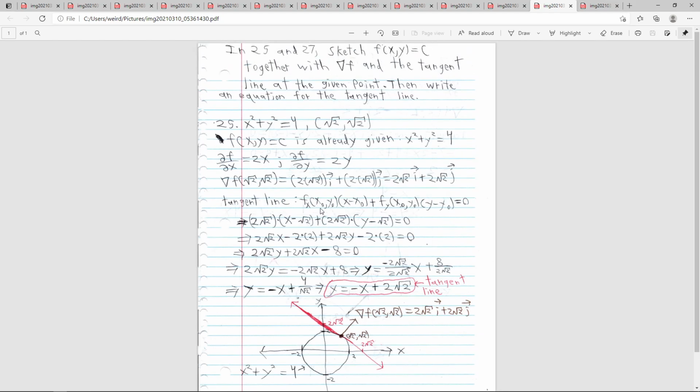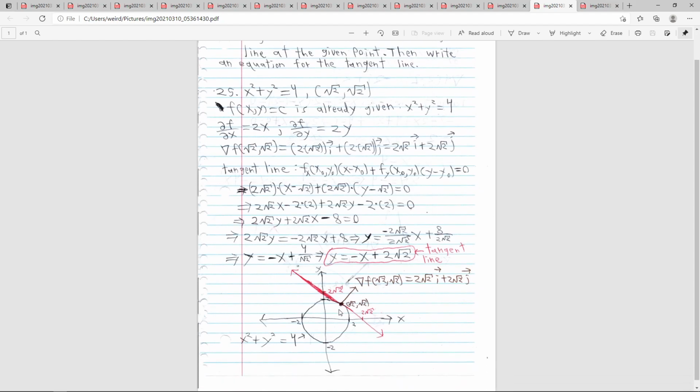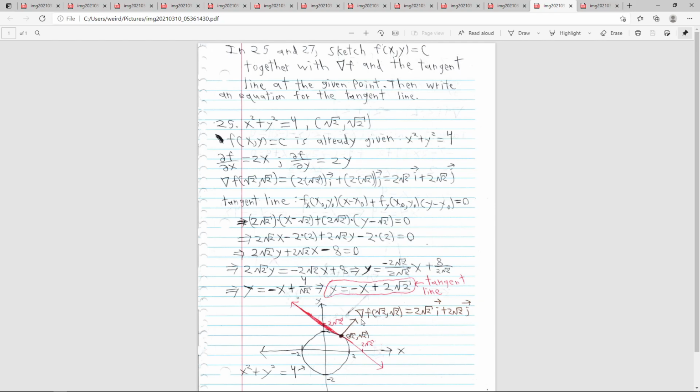For the tangent line you use this formula, basically: you take the partial derivative with respect to x, fx, and the partial derivative with respect to y, fy, at the point given, square root of 2, square root of 2 in this case. Then x minus the initial x point and y minus the initial y point. That's all you do, and you eventually get y equals something out of it: y equals negative x plus 2 square root of 2. It's a linear line, so it's easy. The tangent line is going to be a straight line. That's why you do it like that.